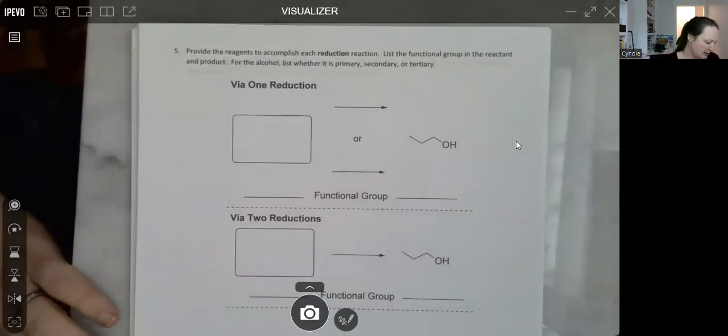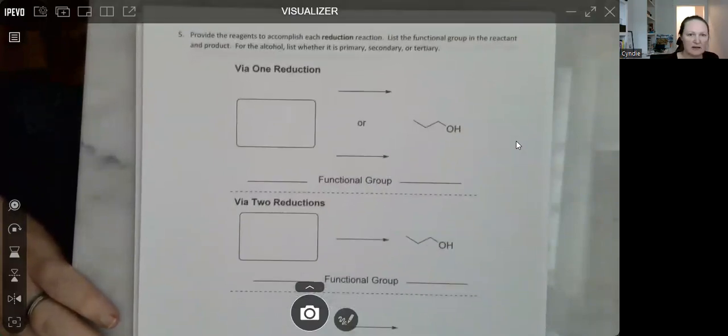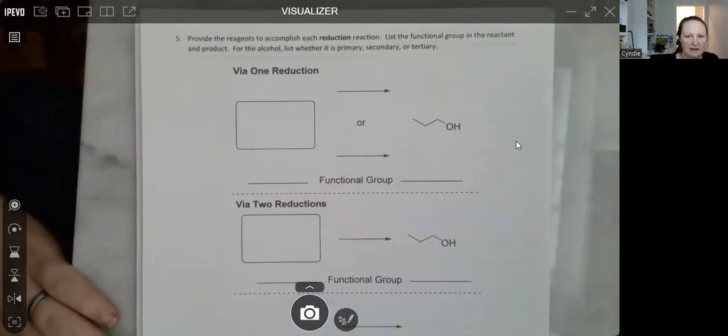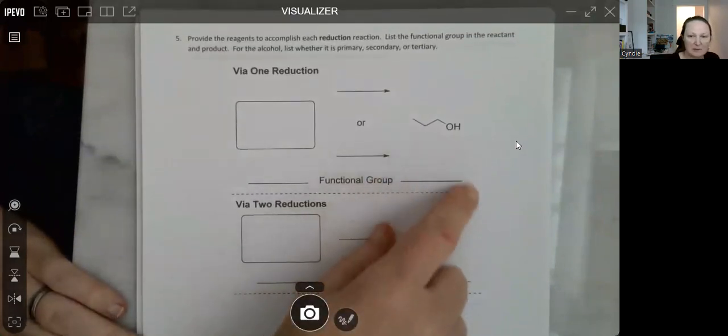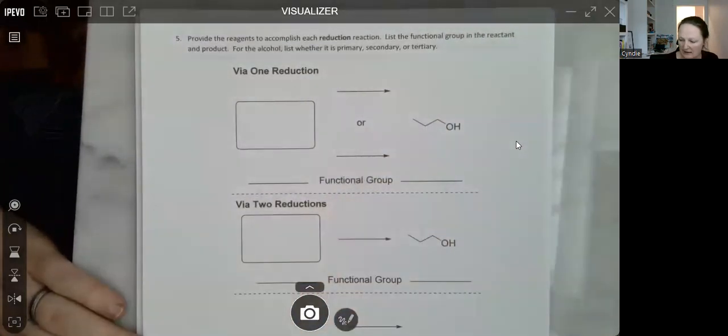Next question. Provide the reagents to accomplish each reduction reaction. List the functional group in the reactant and the product. For the alcohol, list whether it is primary, secondary, or tertiary. Okay, so there's lots to do here, right? We can maybe start by labeling the alcohol. That could be a good place to start here.